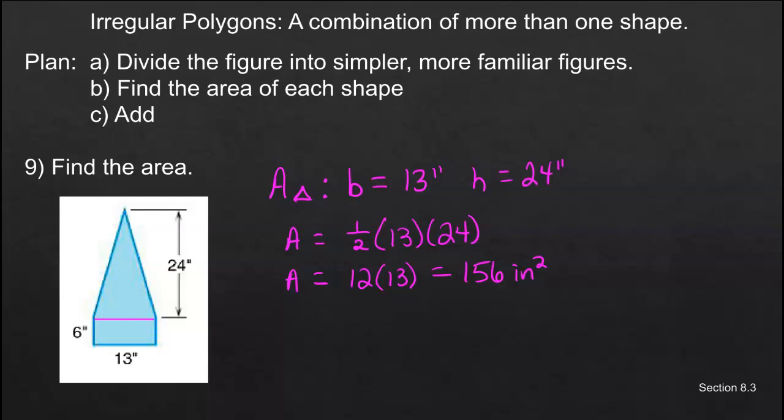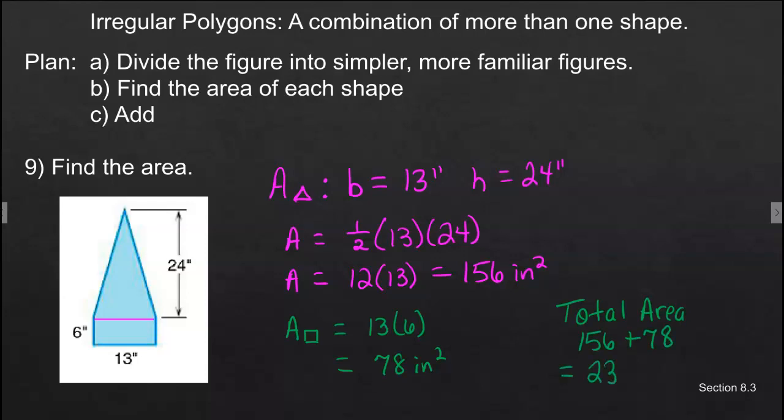And then for the rectangle, base times height, length times width, however you want to say that. Hold on, let me put my triangle there. So I'm going to take 13 times 6, and that is 78 inches squared. And then, of course, I add them. So my total area is 156 and 78. So 234 square inches.